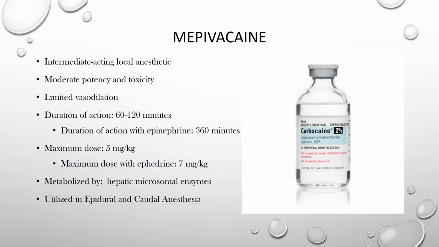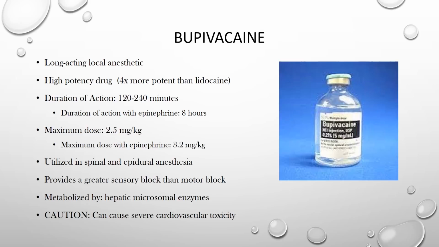MEPIVACAINE is utilized in both epidural and caudal anesthesia. However, unlike lidocaine, MEPIVACAINE is not frequently utilized in spinal anesthesia, as its use is associated with an increase in incidence of transient neurological symptoms. Transient neurological symptoms include intense pain in the buttocks and thighs and sometimes radiates to the lower extremities. It begins within 24 hours of spinal anesthesia and can last as long as 10 days, but typically resolves within 48 hours.